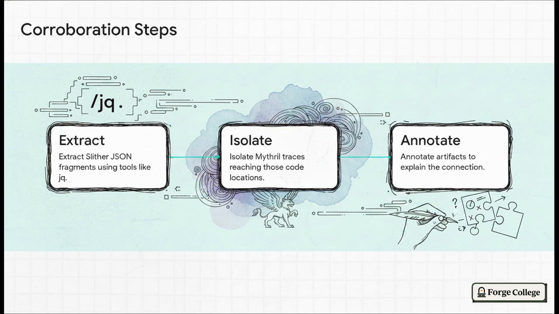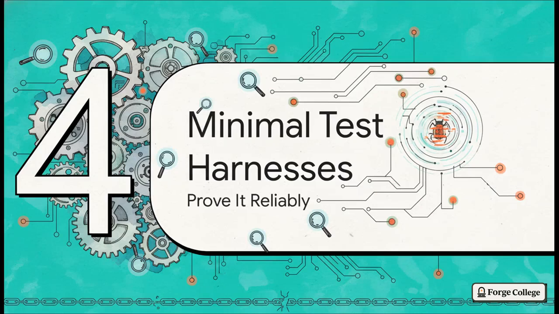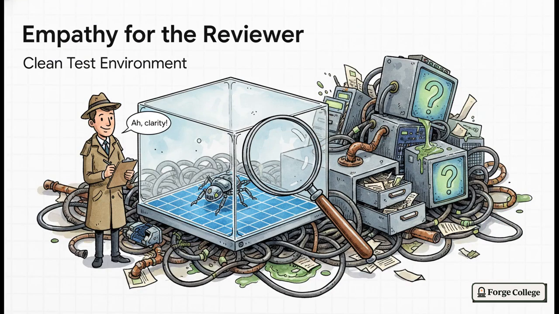You are doing the heavy lifting, the hard forensic work right here, so the formal security reviewer doesn't have to guess. You are literally handing them a completed puzzle. Section 4, building minimal test harnesses. Finding the issue just isn't enough, right? We have to prove it reliably with the absolutely smallest footprint possible.